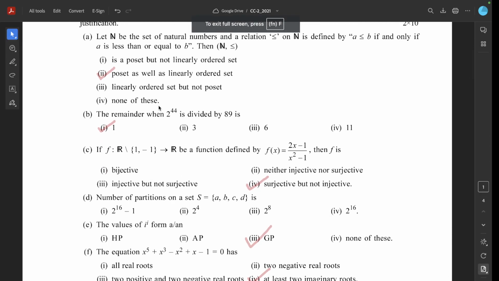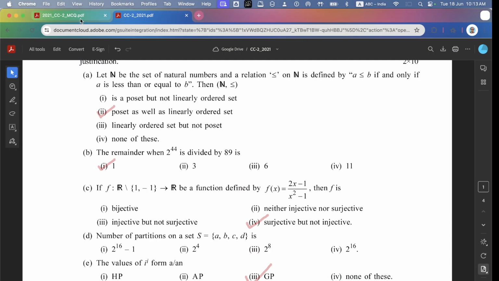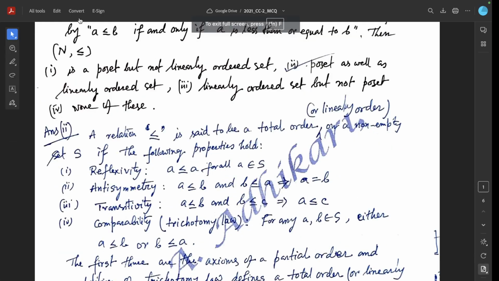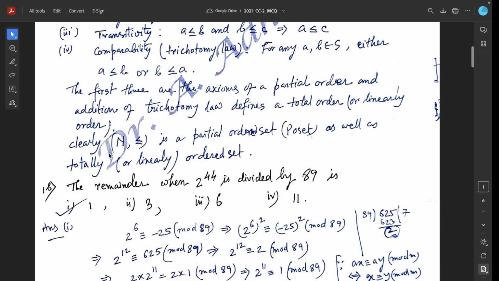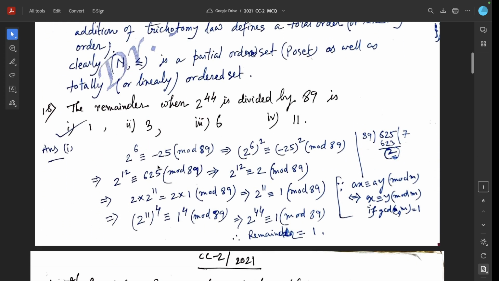Question b. The remainder when 2 to the power 44 is divided by 89. Correct option is 1. Next question. 1b: now 2 to the power 6 is congruent to minus 25 modulo 89.